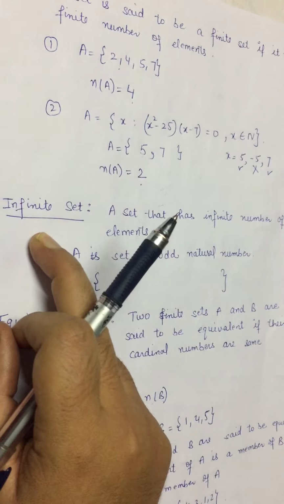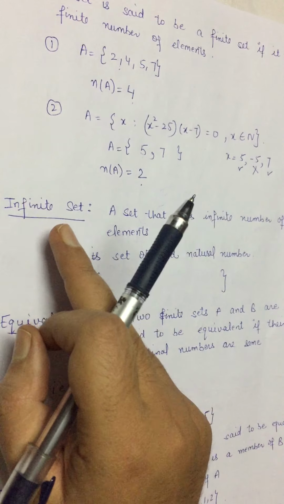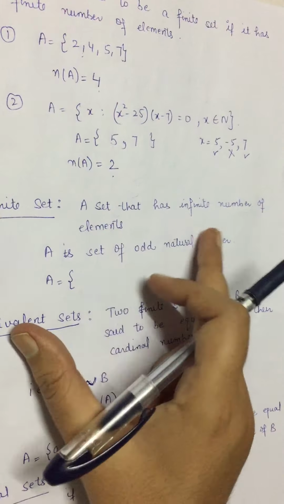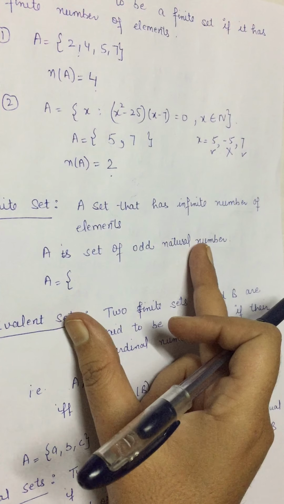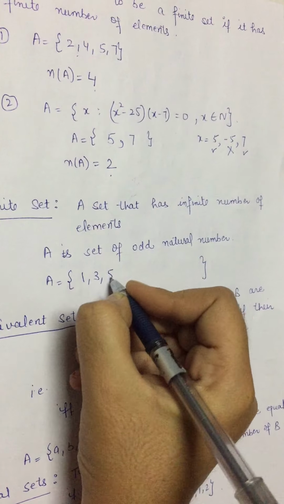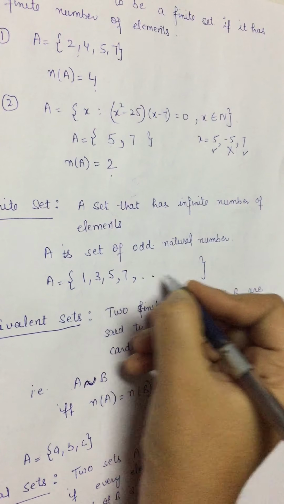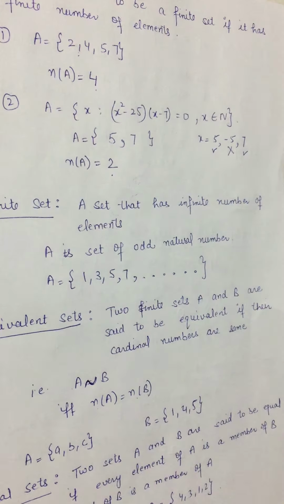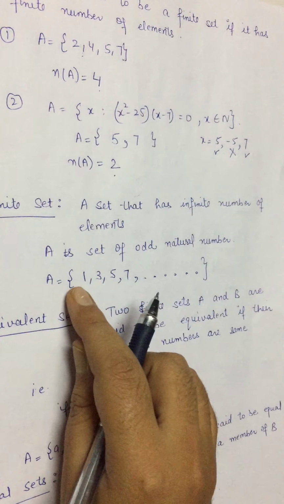The next definition is the opposite of a finite set, that is, an infinite set. A set which has an infinite number of elements is an infinite set. Like A is a set of odd natural numbers. Odd natural numbers are 1, 3, 5, 7 and so on. They keep increasing. If we count these numbers, it will be infinite. So that is the set.